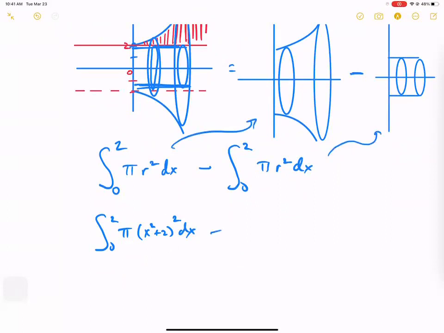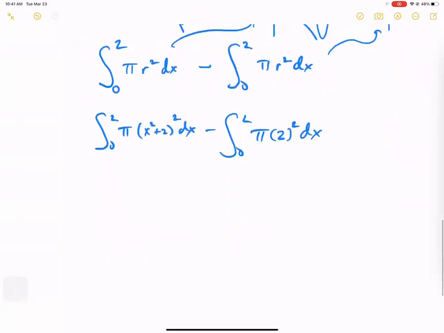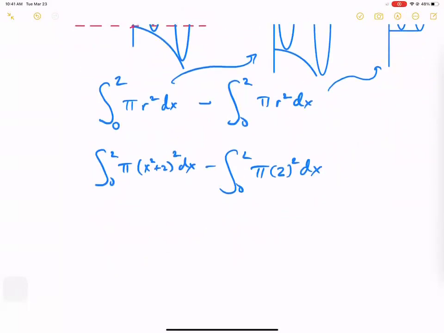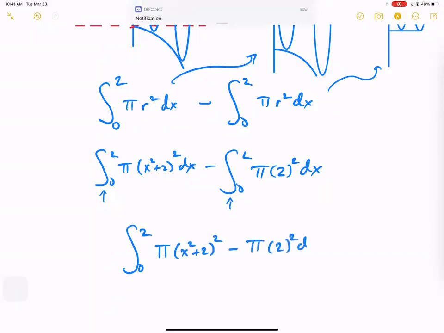The way we find the volume of the small cylinder inside, 0 to 2 of pi r squared, we said that radius was going to be 2. Okay, now the next step here, I'm showing you guys how they came up with the base formula. Since they have the same interval for our integration, we're going to write this as one big integral, 0 to 2, pi (x squared plus 2) squared minus pi 2 squared dx.